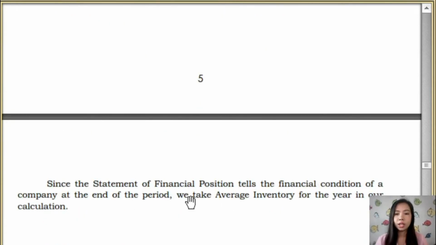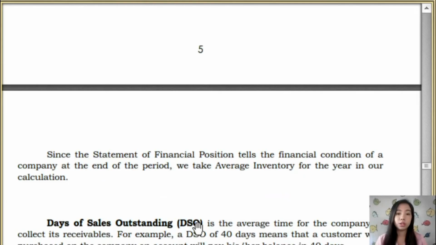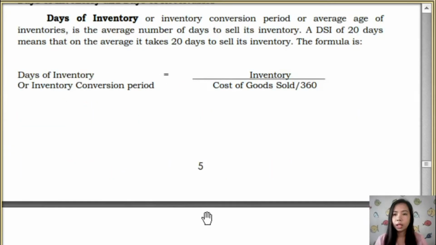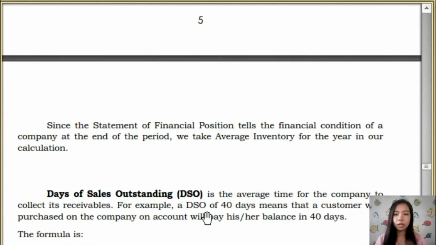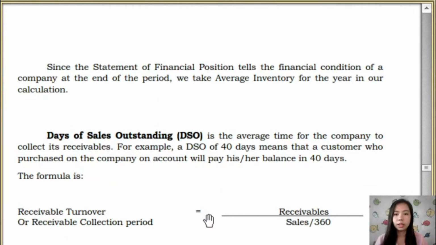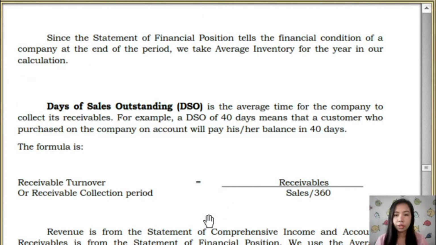Since the statement of financial position tells the financial condition of a company at the end of the period, we take average inventory for the year in our calculation. Okay, so I think meron tayong magiging example later on. Doon na lang natin siya i-discuss thoroughly.